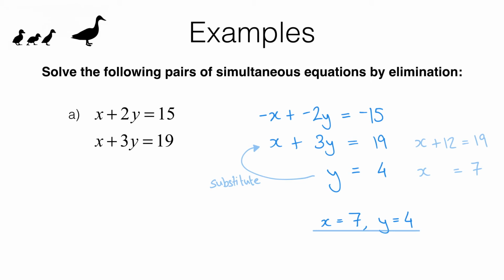For example, by choosing this top one to multiply through by negative 1, I ended up with a positive y equaled 4. If I did it the other way around and kept this top one as it is, but multiplied the second one by negative 1, then when I added the two equations together, I would have got negative y equals negative 4, and it just would have been a little bit more work. So you can try to be a little bit smart about this. Let's have a look at the next question.